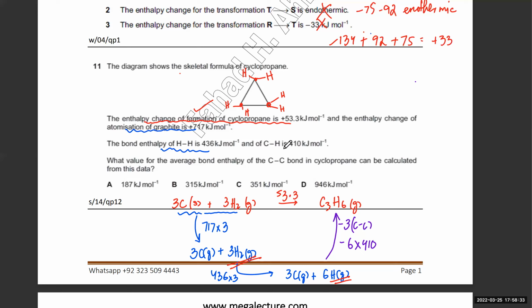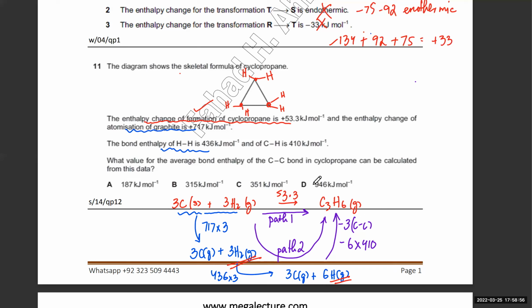So I know this part. And in the question, they're asking for the CC bond. That's the only unknown. So what is the Hess law? That one path is equal to the other. So this is my path 1, and over here is my path number 2. Okay, is that clear?